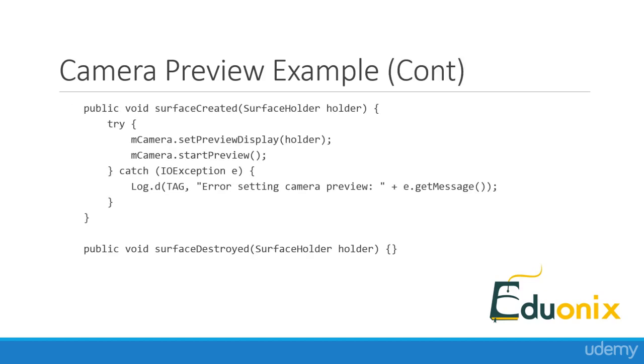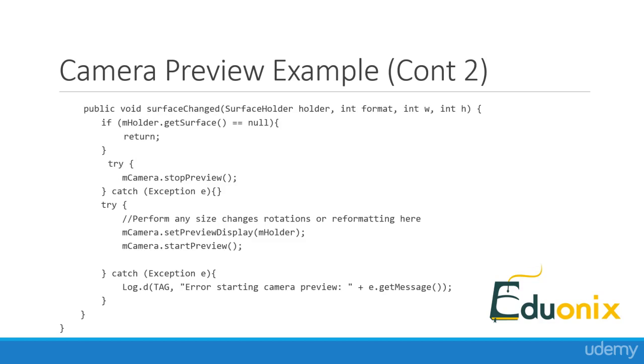When we receive the callback for surfaceCreated, we initialize and start the preview for the camera by setting the preview surface to this class and then starting the preview. Note again that this call is within a try and catch block to ensure that if an exception is thrown, it is caught here, and an error message is displayed. In the surfaceDestroyed callback, we do nothing in this example, but this is where we should take care of releasing the camera preview in our activity.